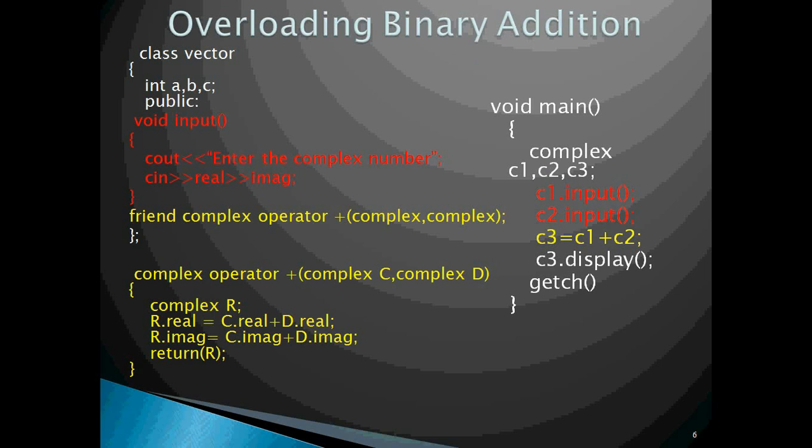Operator plus is the operator function used to overload the plus operator, and since we are adding two objects using a friend function, we would be requiring two parameters, and both of them are of complex type. The first complex represents the left hand side operand and the second complex represents the right hand side operand, and the definition for the same is complex operator plus (complex C, complex D).